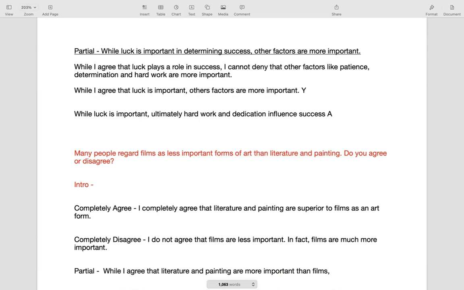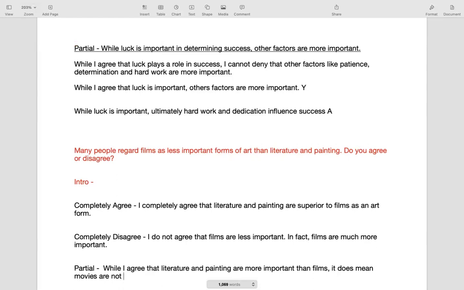But now what you're going to say is that films are also very important. They are less important, but it does not mean movies are not important. Movies are also important in their own way, or films are also important in many ways. So what you're doing is agreeing that literature and painting are above films, but you're saying films are also important in many ways.